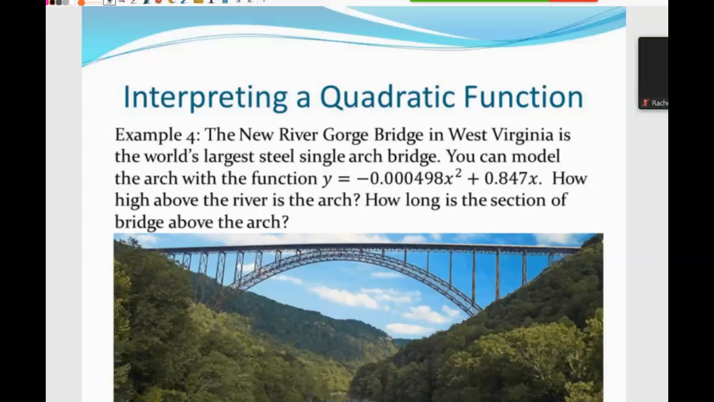Take a minute, read through that example. This is a fairly accurate equation for this bridge that actually exists in West Virginia. I am sure many of you have driven over it without realizing.